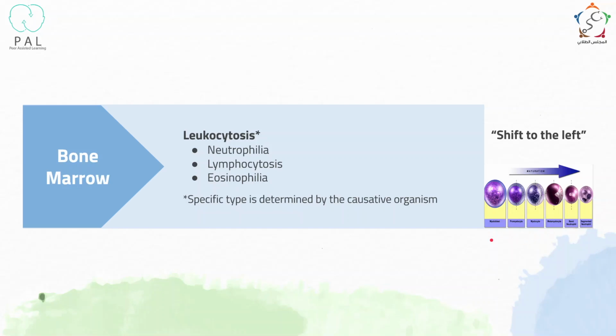In some cases, however, just to slightly mention this, there might be leukopenia, which is a drop in the number of leukocytes. Examples of cases that cause this are infections such as rickettsia and some protozoa. So just keep that in mind. It's not always leukocytosis. It might be leukopenia.